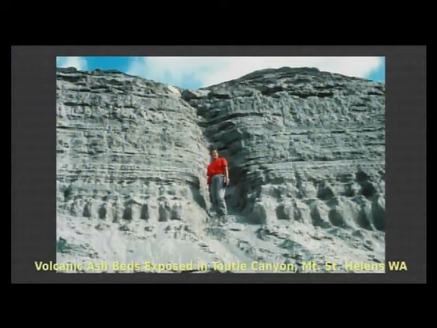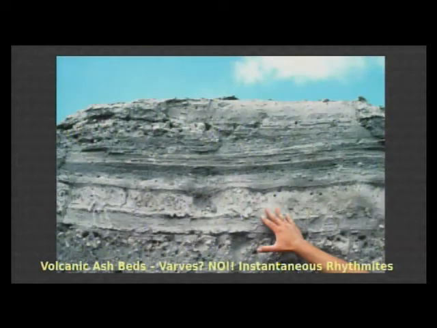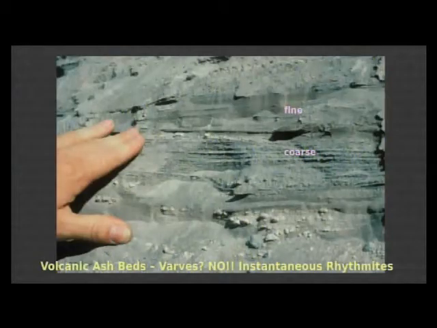So let's look up close at these beds. Let's zoom in a bit closer. See the bands of coarser particles and bands of finer particles? These are not varves. These were instantaneous rhythmites. Out of the same slurry, you got alternating bands of coarse and fine-grained laminae. Go in even closer. You can see the scale of these fine bands that alternated, and all happened as a result of one catastrophic volcanic event.